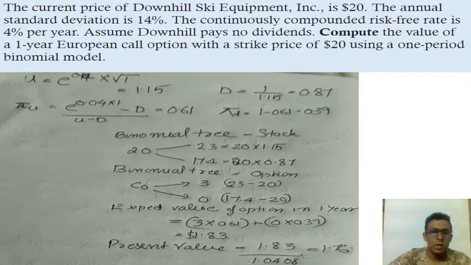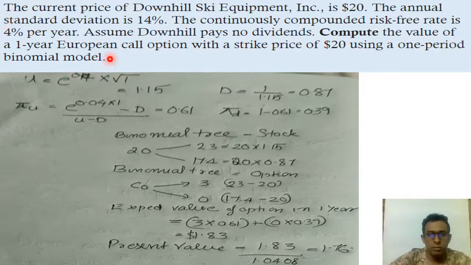So guys, consider this example. The current price of Downhill Inc. stock is $20. The annual standard deviation is 14%. The continuously compounded risk-free rate is 4% per annum. Assume Downhill pays no dividends. Compute the European option, 1 year, strike price 20, using a 1 period binomial model.